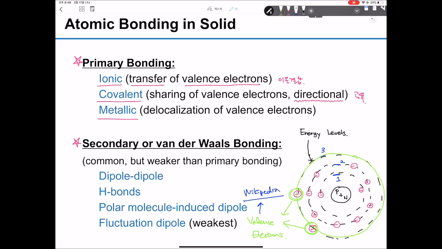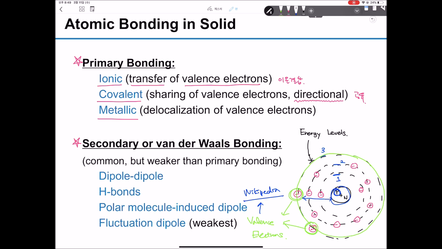But basically, a valence electron is the electron located at the outermost energy level, and they are most free to move around because they are farthest away from the nucleus, or actually the protons. So this is the valence electron, and valence electrons play a big role in primary bonding, and we'll learn that in the later part of this lecture.